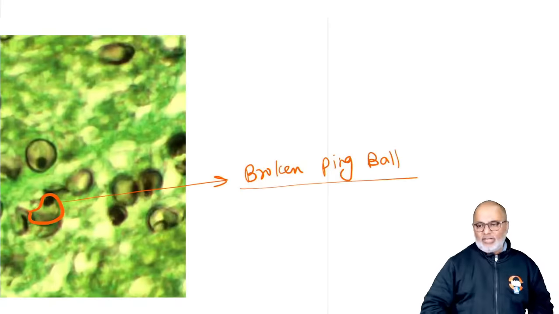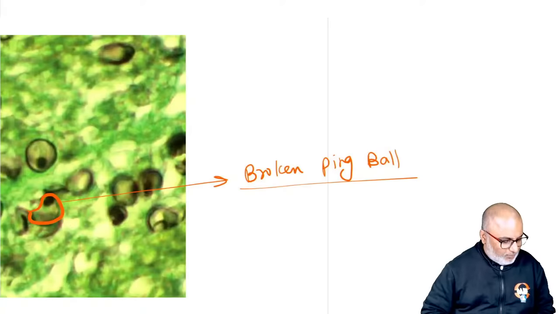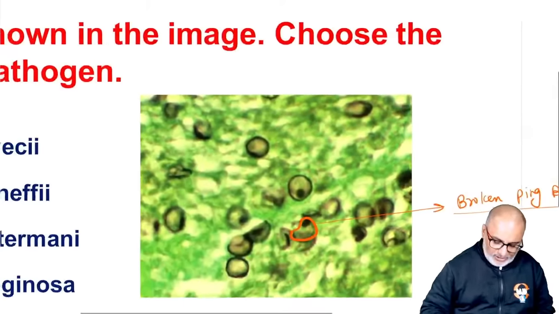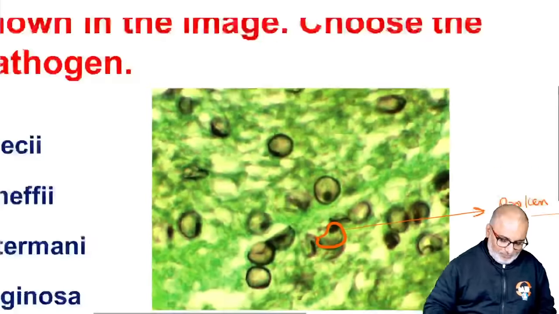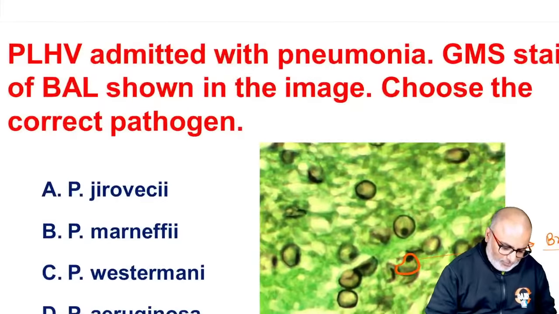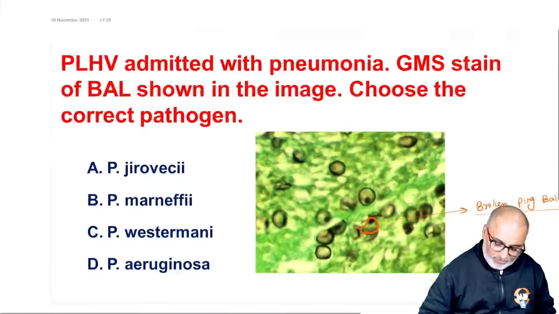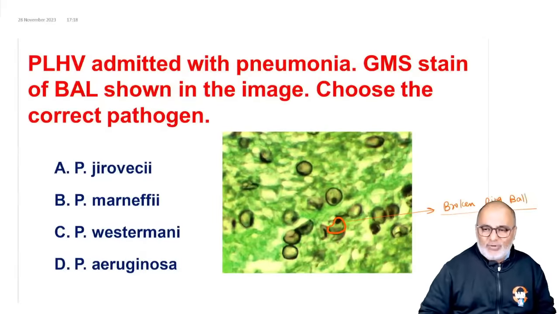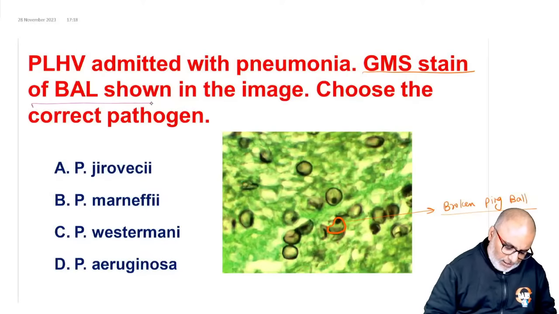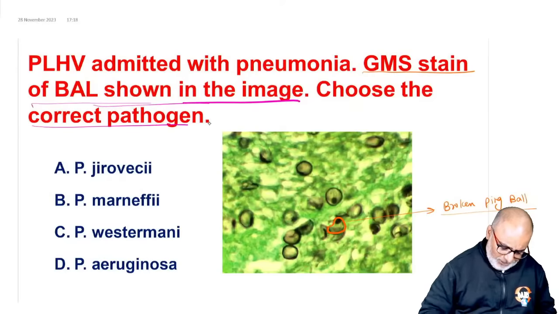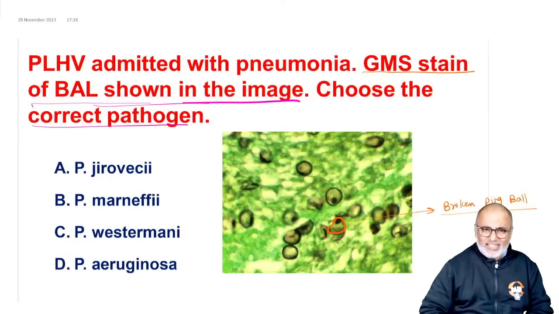Broken ping ball appearance. Typical broken ping ball appearance. Okay. And somebody answered it's coccidioidomycosis. I'll tell you, listen. HIV positive, admitted with pneumonia. Most common cause of fungal pneumonia in HIV positives is Pneumocystis. Gomori methenamine silver nitrate stain of bronchoalveolar lavage shown in the image. Choose the correct pathogen. It's a direct question.